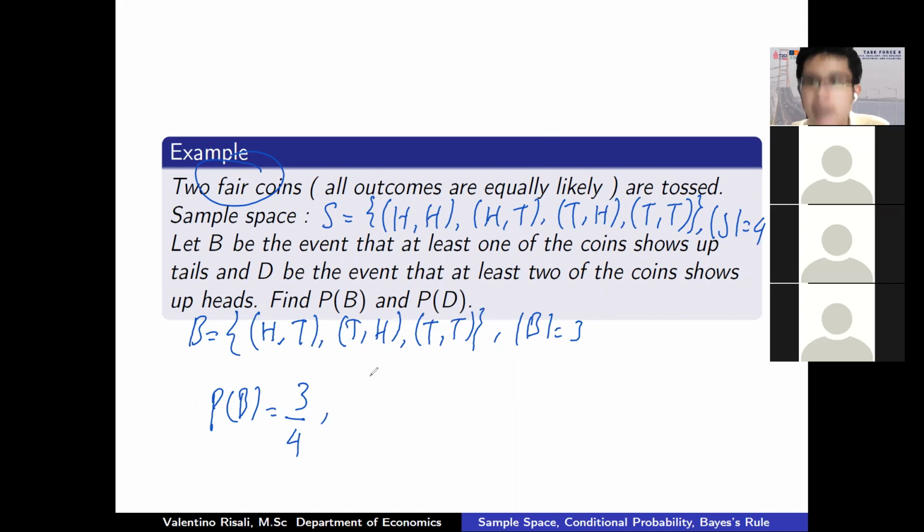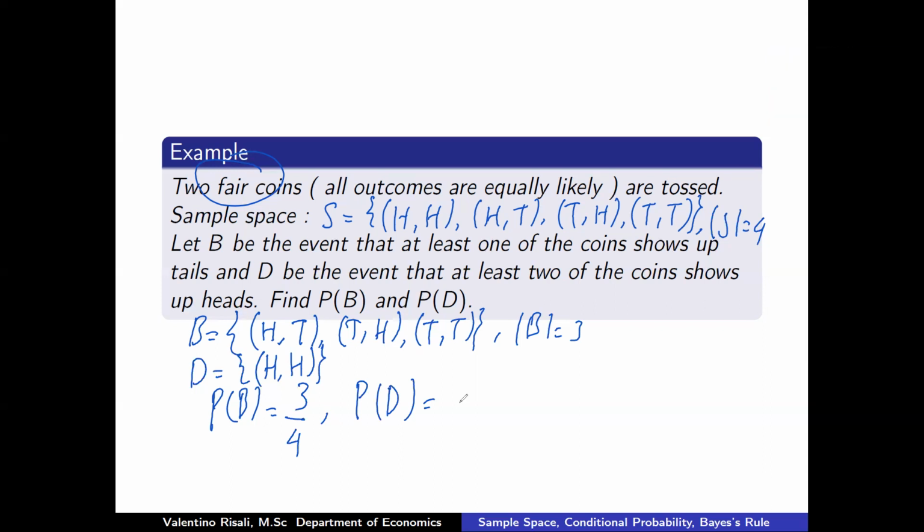Okay, thank you, Teja, for your answer. And the last is D, the event that consists of at least 2 heads. I think it is obvious that the only member is HH. So the value of P(D) is 1/4. Thank you, Teja, for your answer. I hope all of you can understand this example.